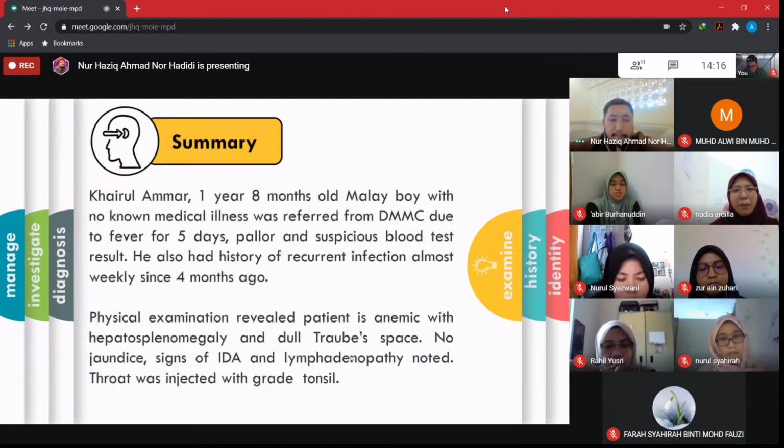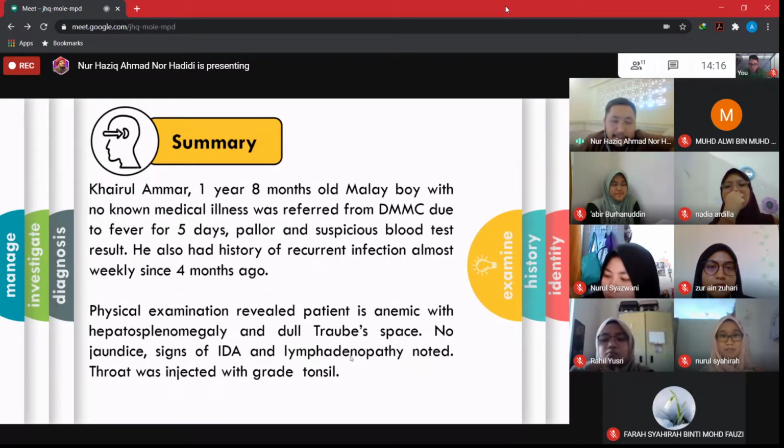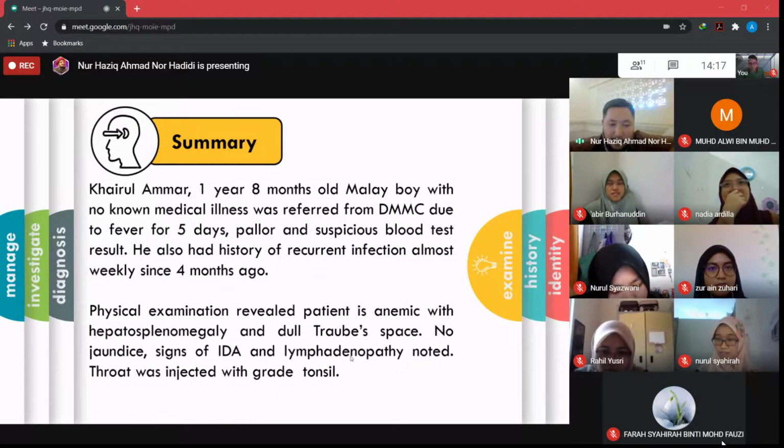So for the summary, this is Adik Khairul Anwar, a 1 year 8 month old Malay boy with no known medical illnesses, who was referred from Darul Makmur Medical Center due to fever for 5 days' duration, associated with pallor and suspicious blood test result. He also had a history of recurring infection and pallor almost weekly since 4 months ago. On physical examination, the patient is anemic, with hepatosplenomegaly and a dull traube space. No jaundice, signs of iron deficiency anemia or lymphadenopathy noted. On throat examination, the throat is injected with tonsil grade 3.